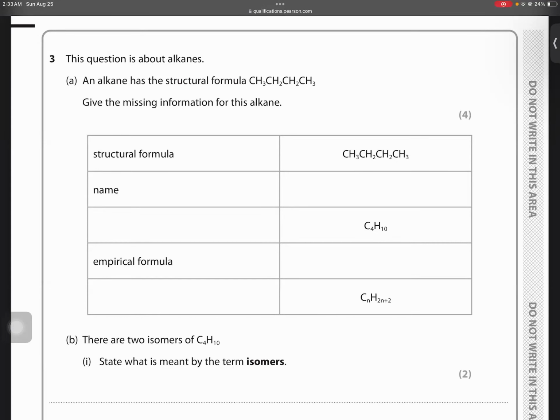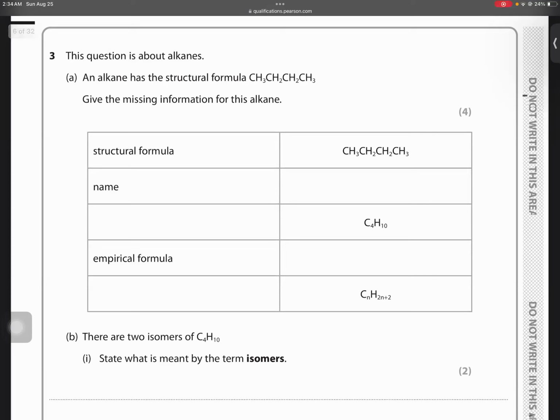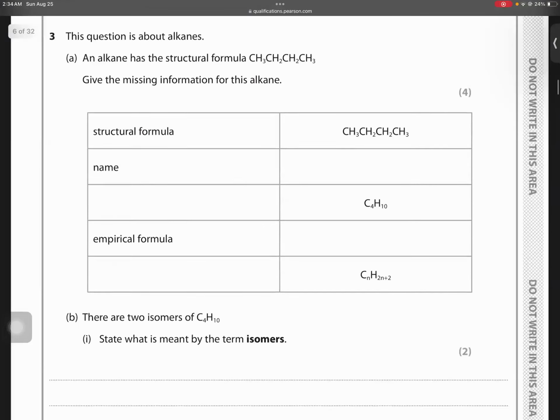And for C4, C4H10 is the molecular formula. And what would be the empirical formula? The empirical formula for C4H10 will be C2H5. Exactly. It cannot be simplified further.